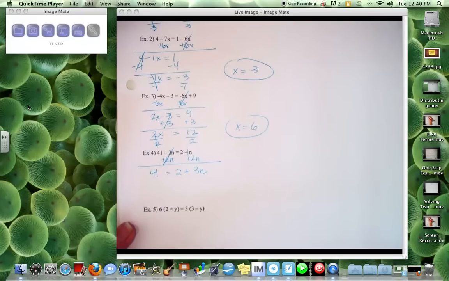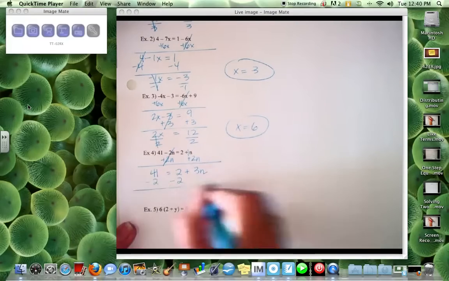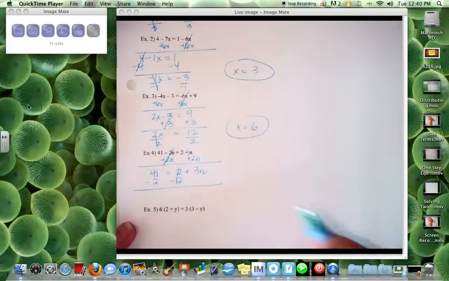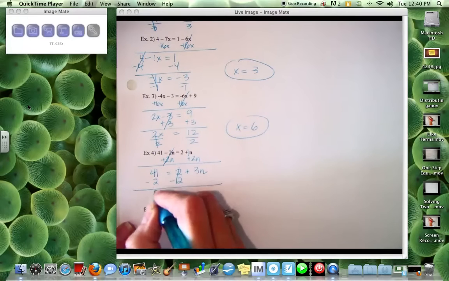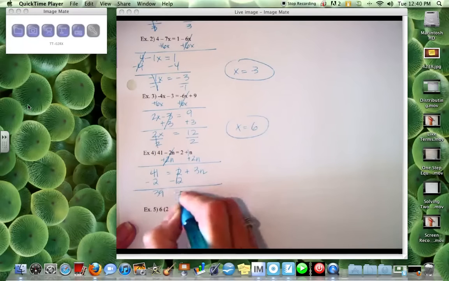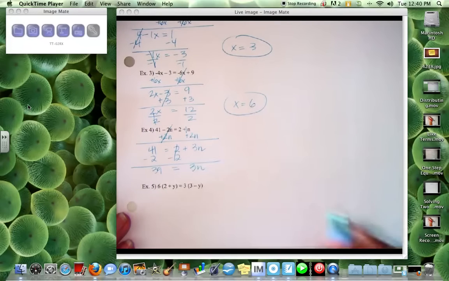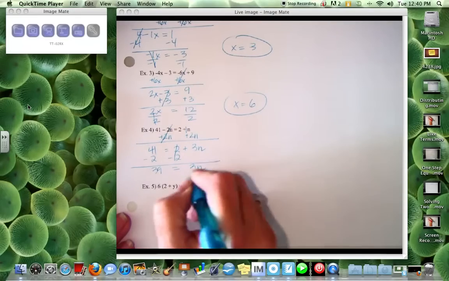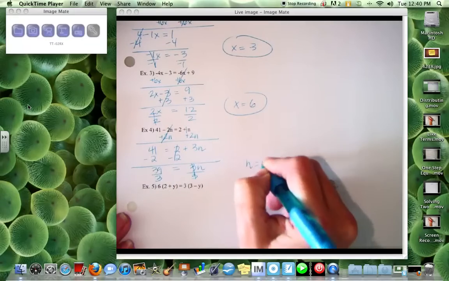Now what am I going to do to both sides? Subtract 2. Subtract 2. My 2's cancel. 41 minus 2 equals 39. 39 equals 3n. N equals 13. Yep, divide both sides by 3, and n equals 13.